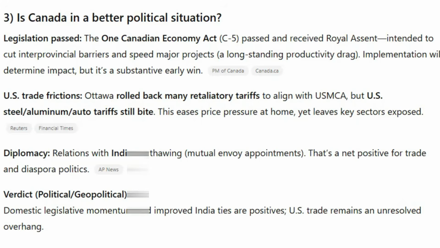Did I say that right? Implementation will determine impact, but it's a substantive early win. Yeah, I'll agree with that. In fact, the Conservatives voted with the government on that. So good. U.S. trade frictions. Ottawa rolled back many retaliatory tariffs to align with USMCA.